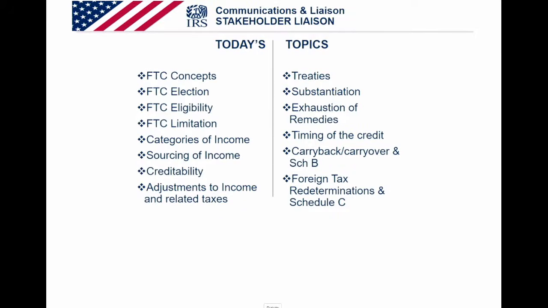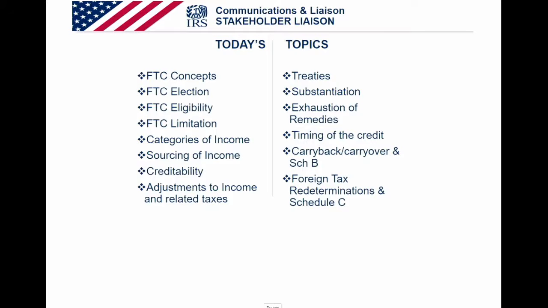It wasn't until 1918 when the first predecessor of IRC Section 901 was enacted to allow a foreign tax credit. Prior to that, from 1913 to 1918, a taxpayer could only deduct foreign income taxes. There was not a credit until 1918.